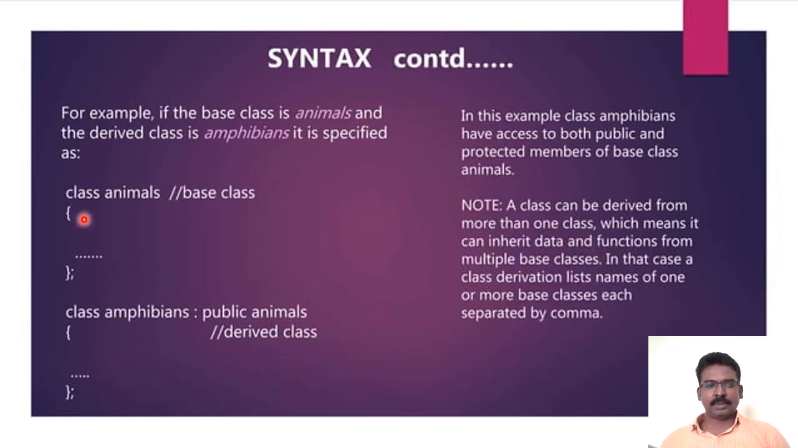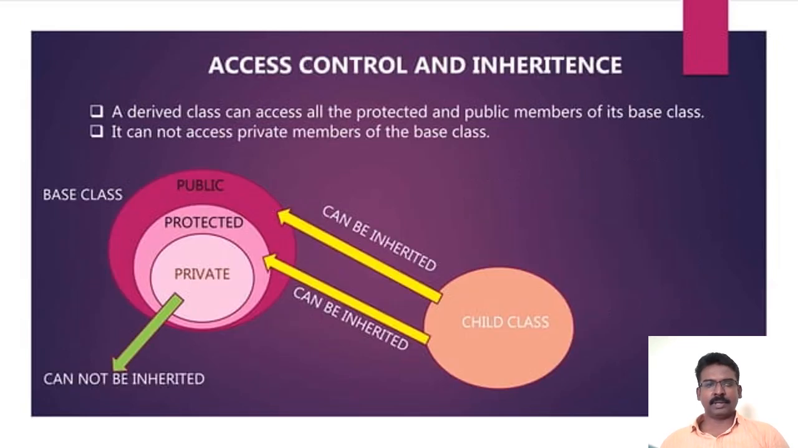So this is an example here. The base class is animals. From that we are deriving a new class called amphibians. So the syntax is implemented here. Class amphibians is the new class, and the colon symbol indicates that this is a derived class and it's going to derive features from the base class animals. So amphibian is derived from the base class animal. This we get from the declaration.